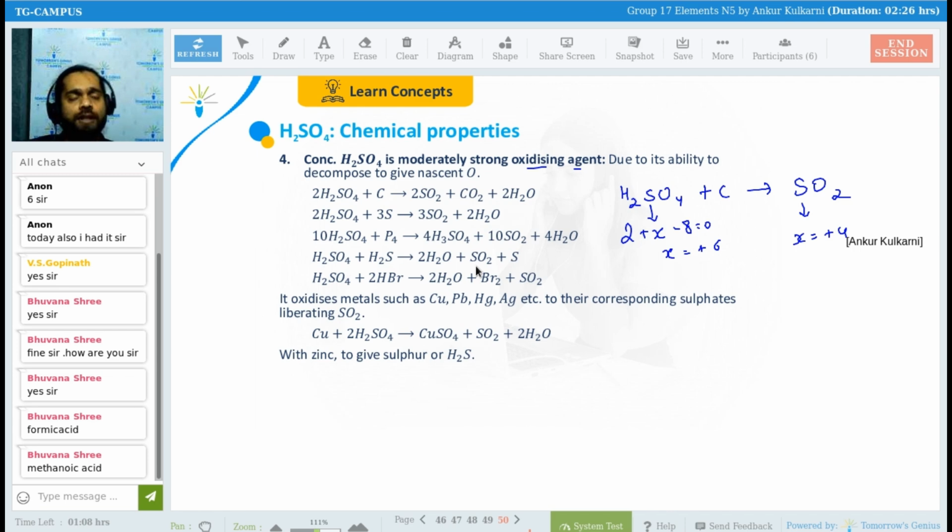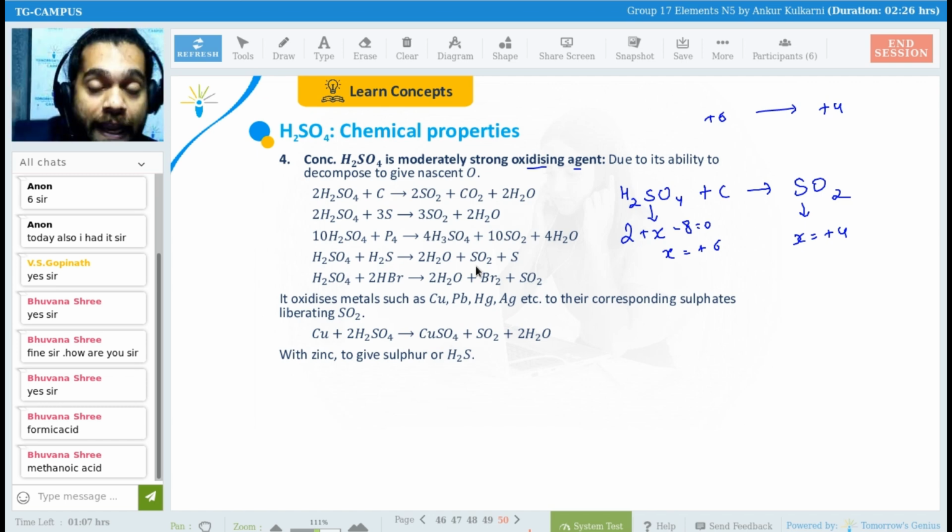So +6 to +4, is it oxidation or is it reduction? Bhuvneshri, Kirtini, Prashanti, Sajna, +6 to +4, is it oxidation or reduction? Correct. +6 to +4 is nothing but reduction.